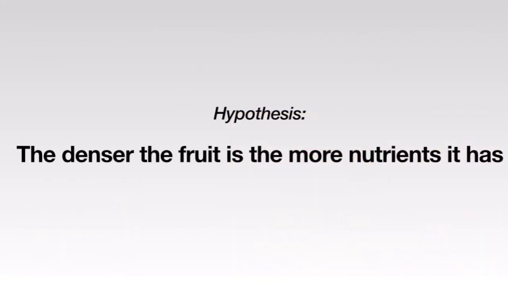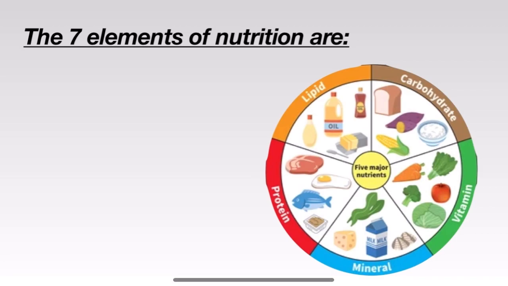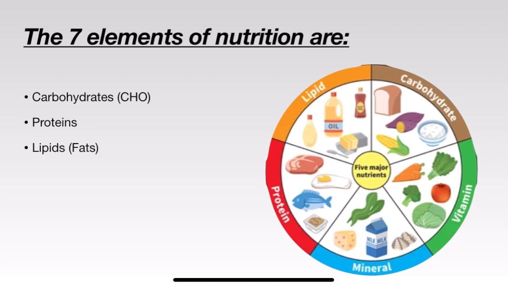Hypothesis: the denser the fruit is, the more nutrients it has. The 7 elements of nutrition are carbohydrates, proteins, lipids, fats, vitamins, minerals, fiber, and water.